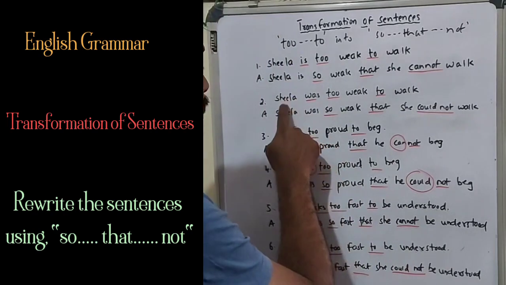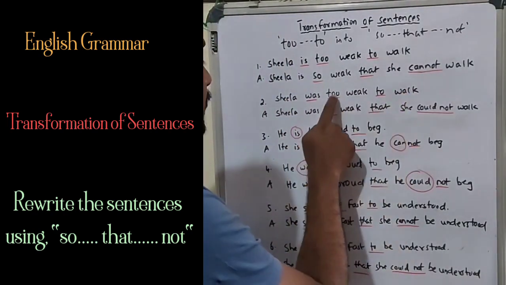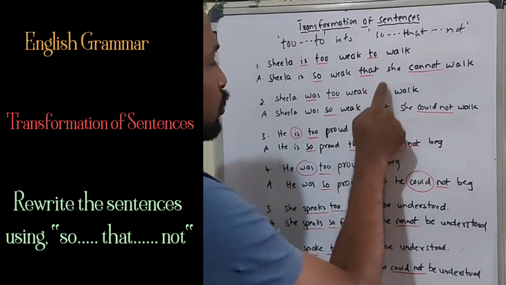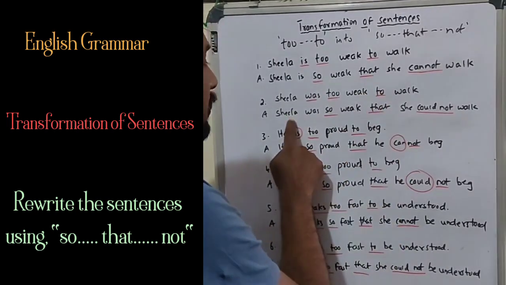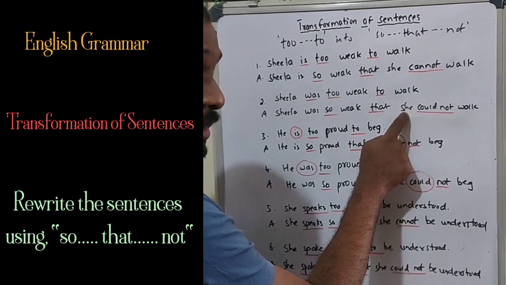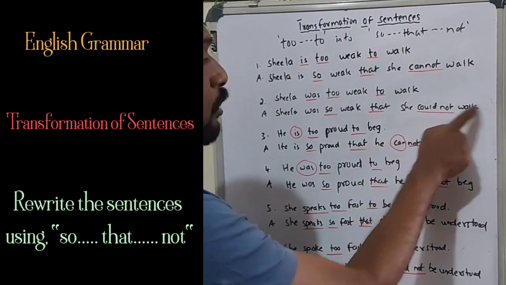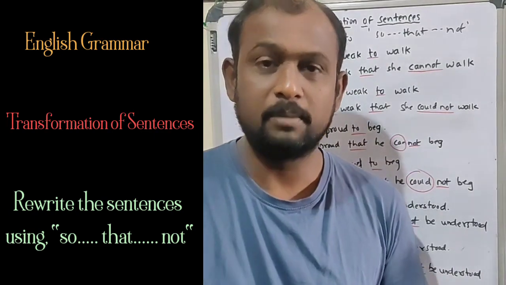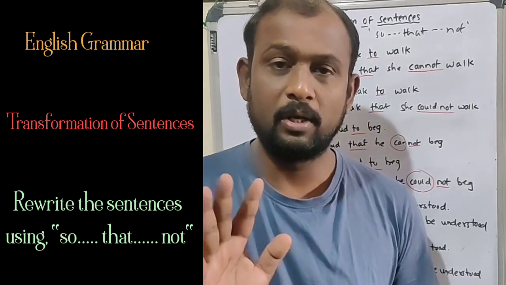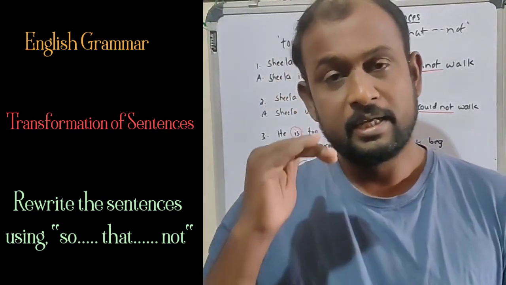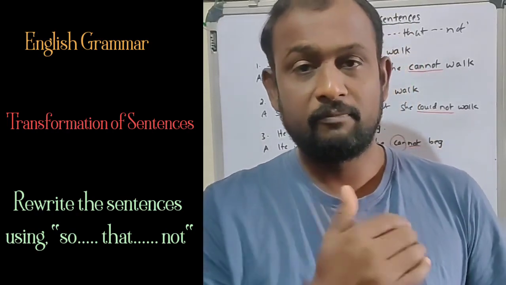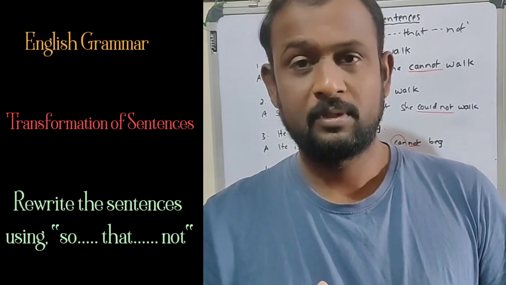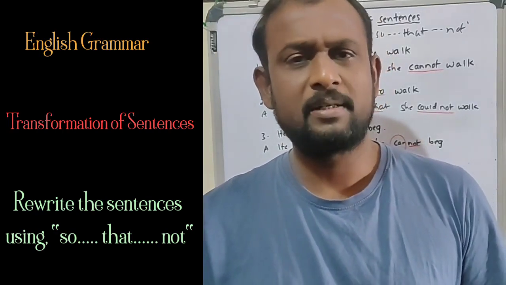That's the only difference to be kept in mind. Okay. So Sheila was too weak to walk. In the place of too, you write so, weak as it is. Then remove this to, first write that, and as Sheila is a lady, use the pronoun she, and then write could not walk. I think you got the point. It's very simple. Only one thing to be kept in mind: in case of present tenses, we must use cannot, and in case of past tenses, we must use could not. Once or twice if you practice this, you will become thorough.